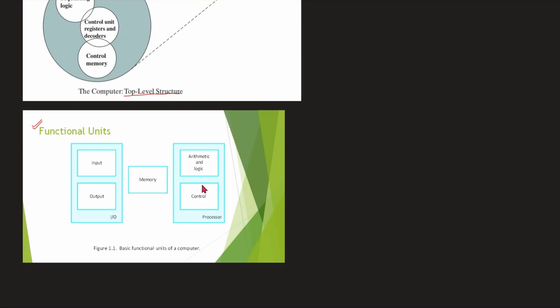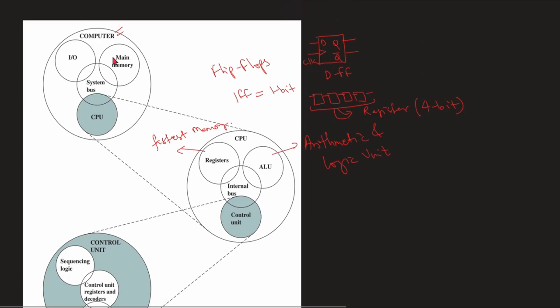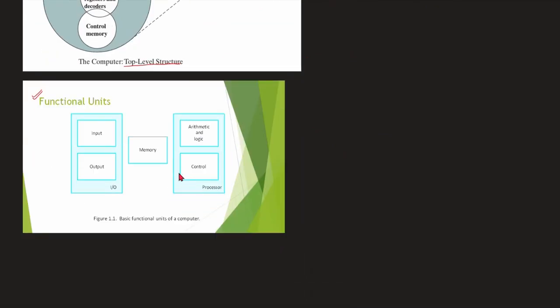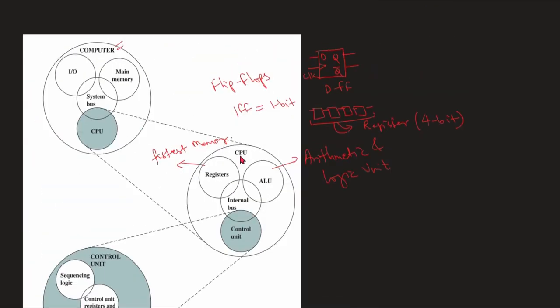So in basic structure, we can draw the functional units likewise. But if you go deeper, we can think of it likewise. So we have the different components connected with the system bus. Here the system bus is not shown. And we have further divided the CPU.